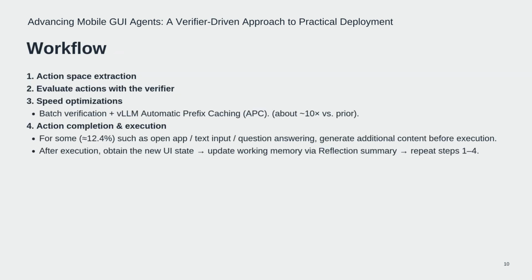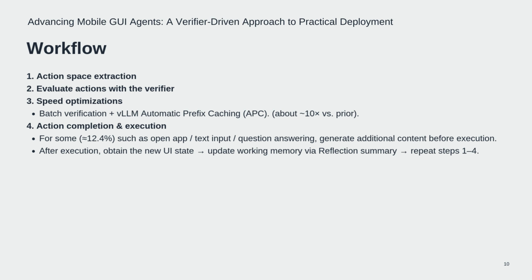4. Action completion and execution. Now, once an action is selected, the agent needs to execute it on the device. Most actions are straightforward, like click button X, they just dispatch that command to the emulator. However, a subset of actions require additional generation before execution.